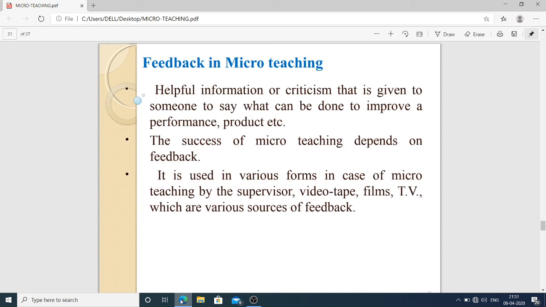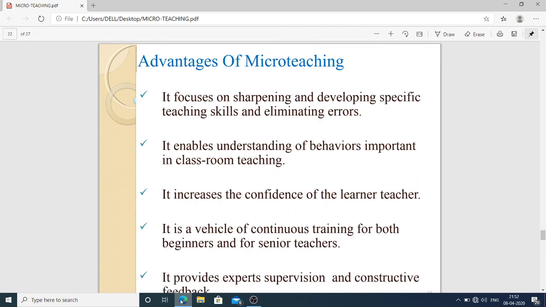Then feedback in micro teaching: helpful information or criticism that is given to someone to say what can be done to improve a performance, products, etc. Then the success of micro teaching depends on feedback. It is used in various forms in micro teaching: by the supervisor, videotape, films, TV, which are various sources of feedback. I hope you are clear on this.